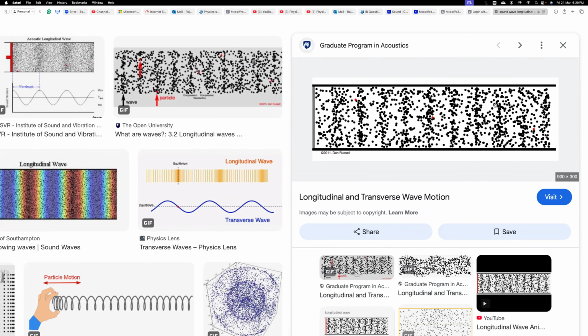Okay, next. The next classification is based on dimension. If a wave travels in one dimension, we call that wave a one-dimensional wave. If the wave travels in a two-dimensional plane, we say it is a two-dimensional wave, and if the wave travels in three-dimensional space, we call that wave a three-dimensional wave. For example, you see a rope wave.